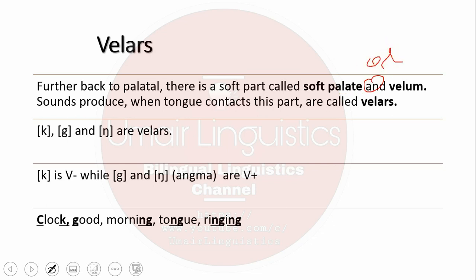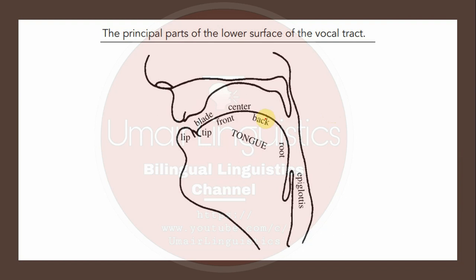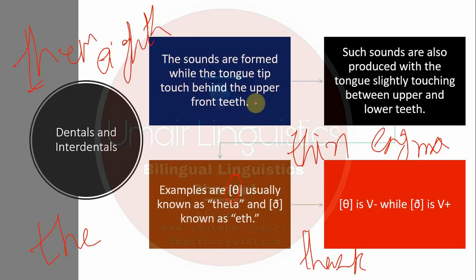So when the back of the tongue touches this place, the soft palate, the sounds produced in this way are called velar. If you produce k, k, k slowly, you will notice that the back of your tongue touches the soft palate. So sounds produced in this way are called velar sounds. Let me show you once again through the diagram so you will understand better. This is the back of the tongue, and it is just beneath the soft palate. It will touch here, and in this way you will produce velar sounds.